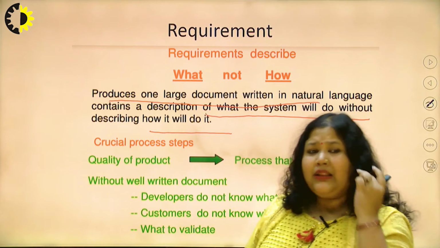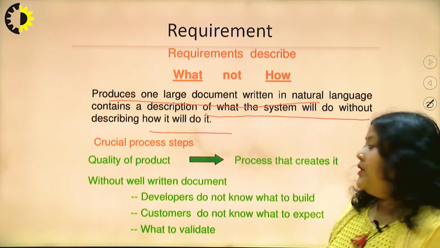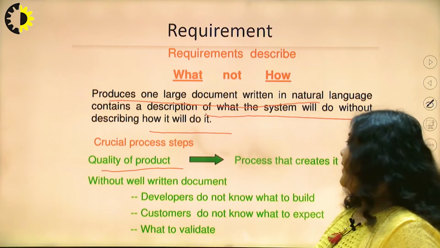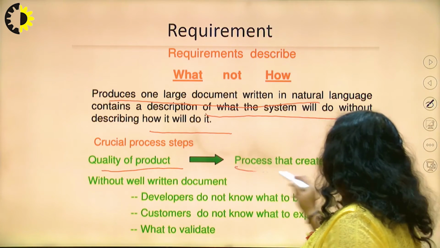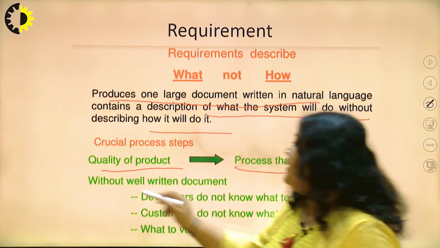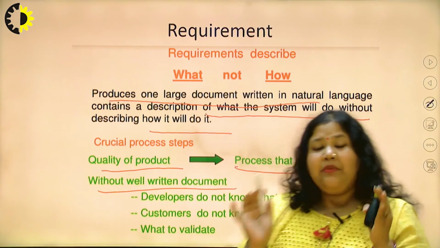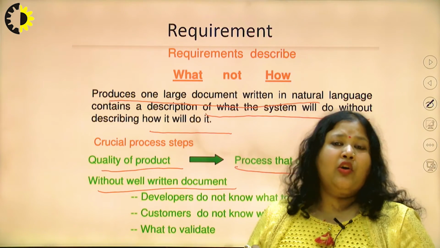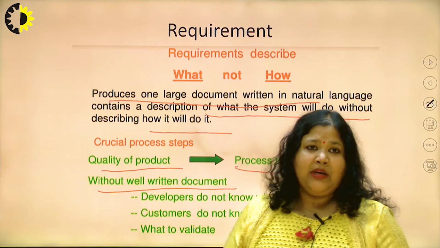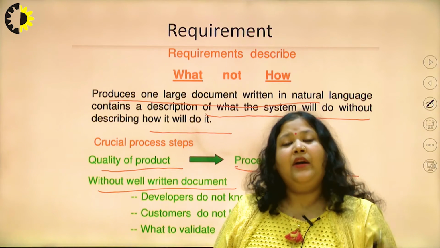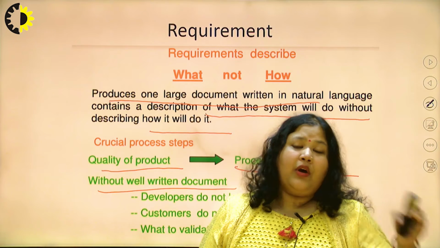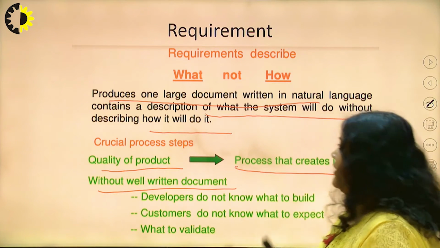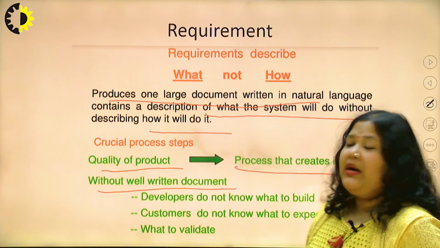So the basic or crucial step is the quality of the product. How do we produce a quality product? We process that document without the detailed description of the document. It means we always fly over the outer document, not go into the internal documents. So we totally depend on what the system will do, not on how it will be done. So this is the basic of the requirement part.